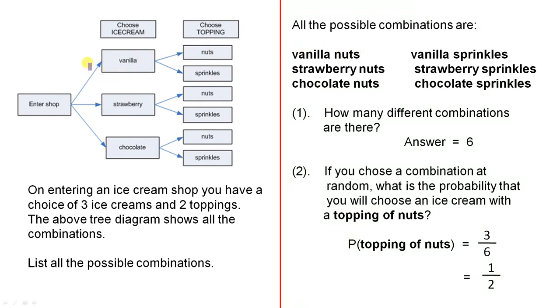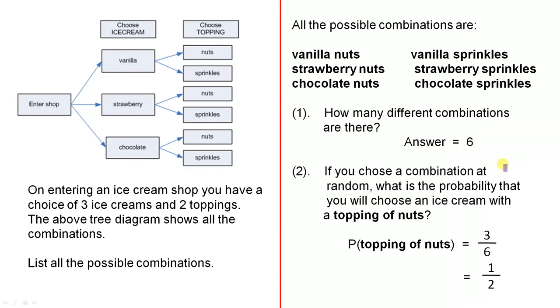So we have vanilla nuts. That's that one. Vanilla sprinkles, that one, and so on. That gives you 6 possibilities. So how many different combinations are there? 1, 2, 3, 4, 5, 6. Okay? So we have 6 combinations.